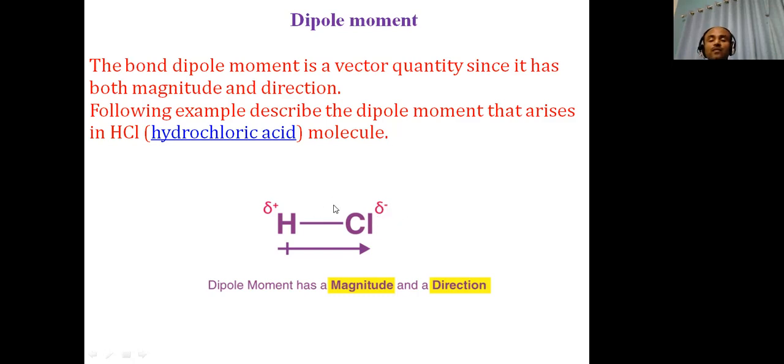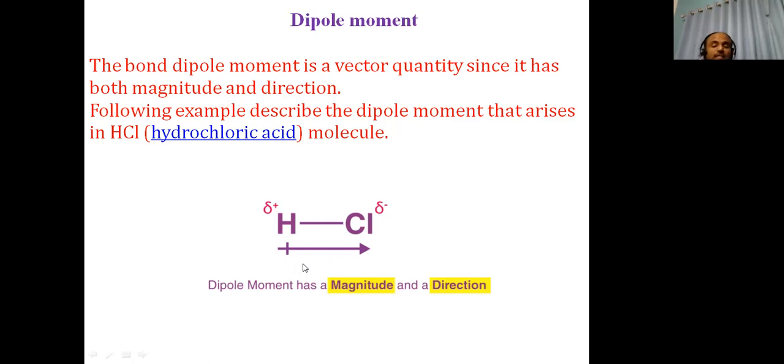In this way, there is a charge separation which results in the formation of a dipole. The bond dipole moment is a vector quantity since it has both magnitude and direction. The following example describes the dipole moment that arises in HCl.